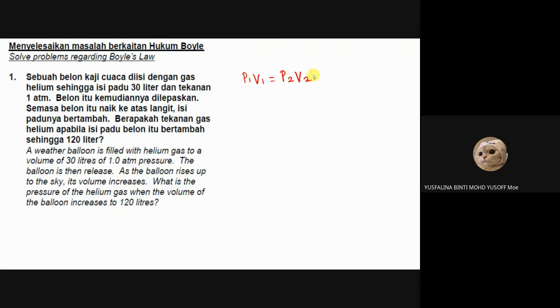Right? So for this one, they already give you the volume is 30. What is the pressure here? 1, right? And then the other one says as the balloon rises up to the sky, its volume increases. So we don't know the volume, but sorry, what is the pressure? What is the pressure means they ask you to find the pressure, when the volume of the balloon increases to 120. So volume 120, you need to find pressure P.